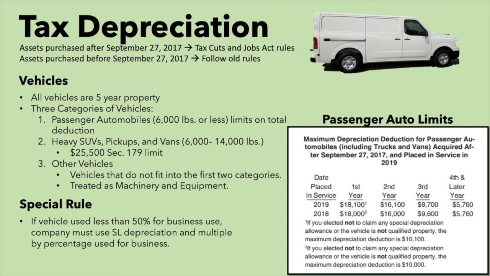A special rule with regard to vehicle depreciation: if a vehicle is used less than 50% for business use, meaning it's used more than 50% of the time for personal use, the company must use straight line depreciation and multiply by the percentage used by the business. So you use straight line depreciation, and then if the business used it 30% of the time, you'd multiply the amount by 30%. So there are special rules. Tax gets complicated because of all the special rules, but the key is to make sure you go to the right place to get the right information. If you can't find the information, then you should contact a CPA, if the company that you're doing bookkeeping for is connected with a CPA, and find out the right answers.